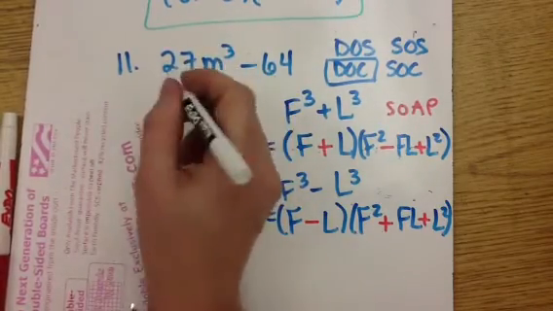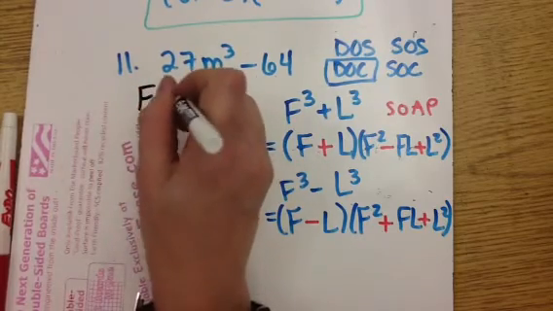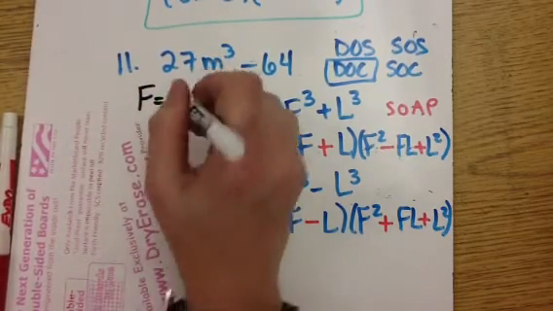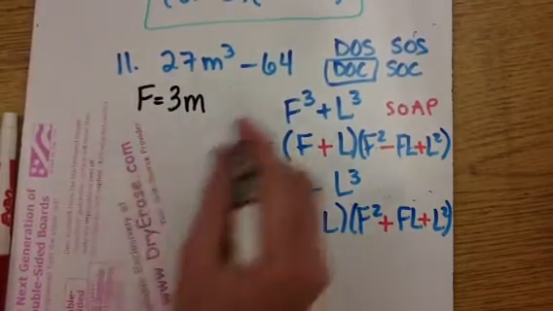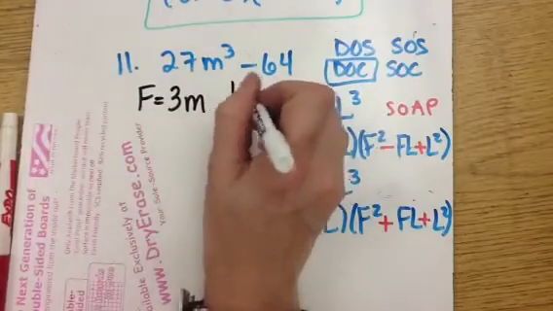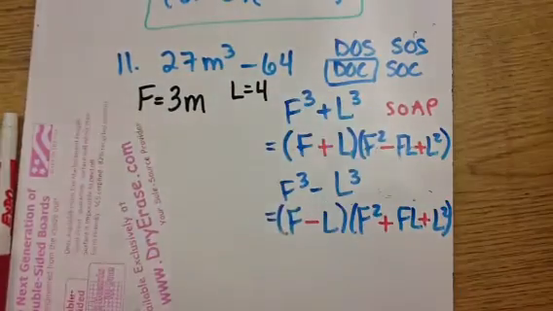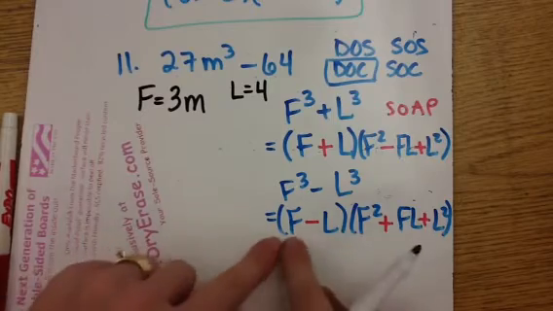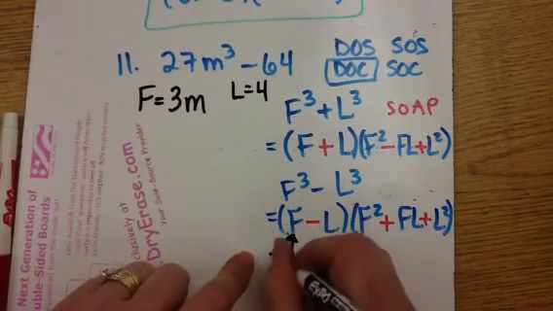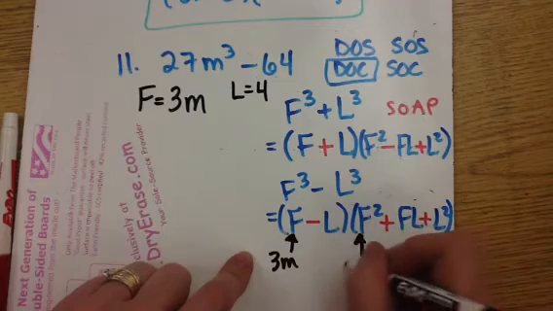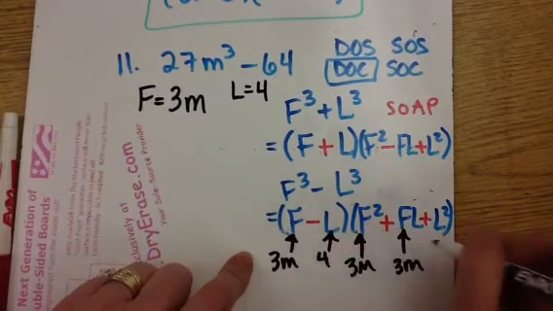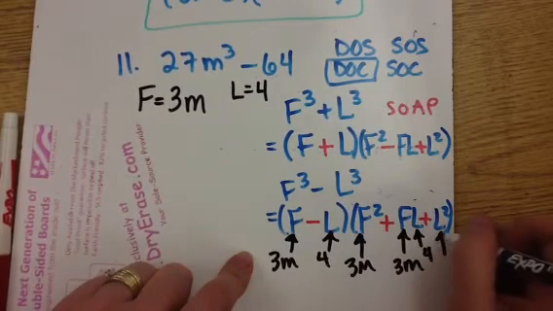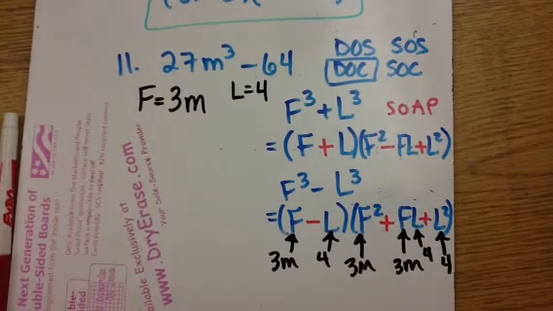What times itself 3 times gives me 27? That answer is going to be 3. And what times itself 3 times gives me m cubed? That is m. So F is 3m. What times itself 3 times gives me 64? That answer is 4. So I'm going to be filling in this formula with 3m for my F and 4 for the L. And I'm out of time on this video, so we'll come back on the next section and do this problem.